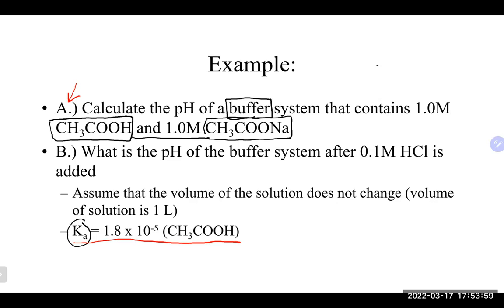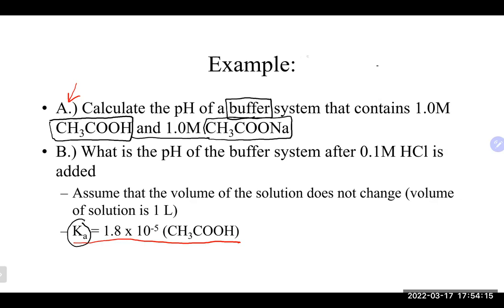So in this particular example, which is not always the case, we're going to assume that everything is just 1 liter, just to make the math a little bit easier. In normal situations, you won't assume that, so you'll have to use the actual volumes that are there.